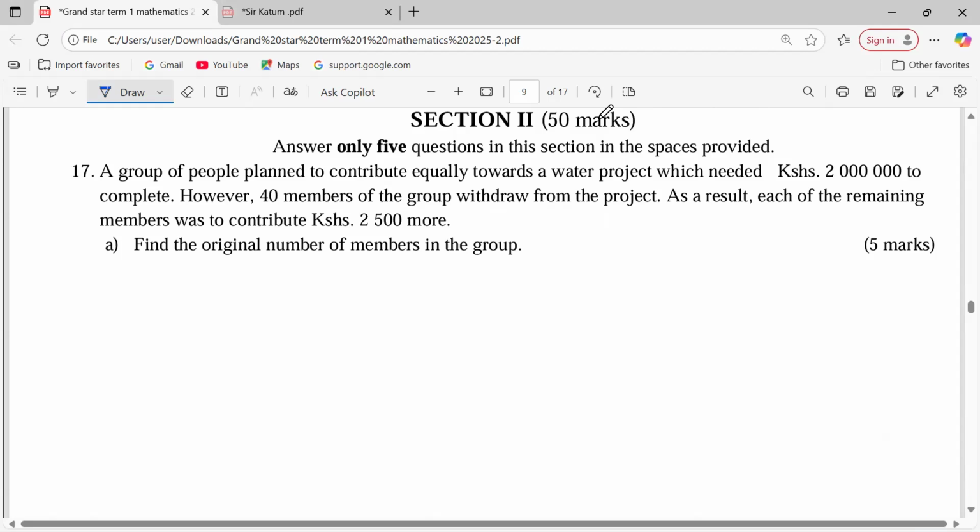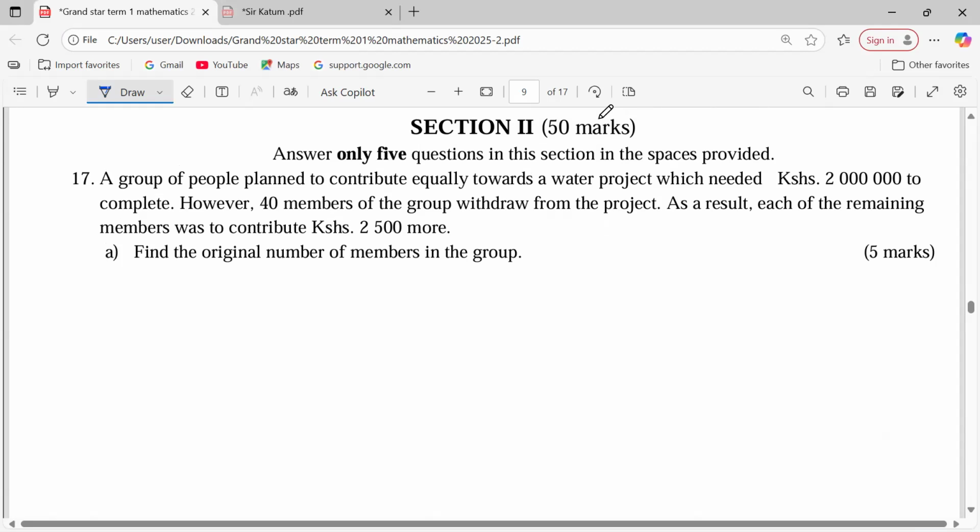Getting to the information, we're supposed to analyze a few things. For example, this whole project required exactly 2 million Kenya shillings for it to be started and completed. Then the members who are in this group now, just before they actualized their plan, 40 of them withdrew. After they withdrew, it means now the remaining ones have to top up so that they compensate and have their total of 2 million still actualized, even though they are now few. Therefore, we're supposed to come up with the original amount that would have been contributed per member.